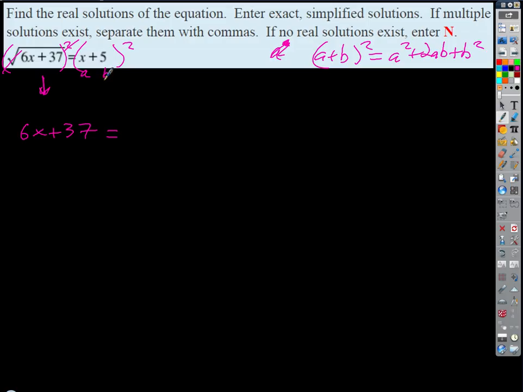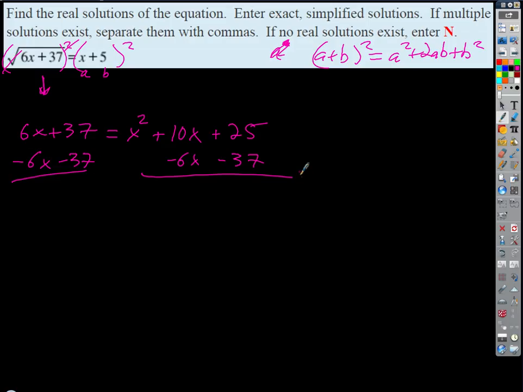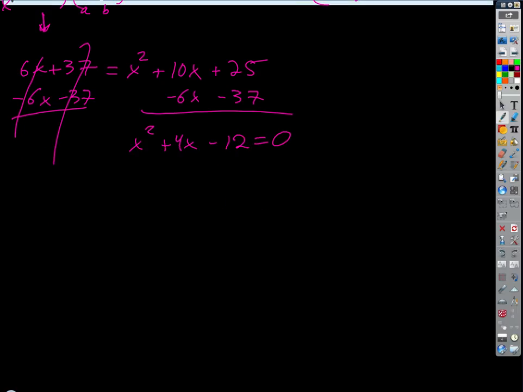So that's like my a and that's like my b. So I'm going to get a squared, which is x squared, plus 2 times a times b. So 2 times x times 5 is 10x plus 5 squared. Now I just solve that, right? If I subtract 6x and subtract 37 from both sides, so I keep the x squared positive, then I just get x squared plus 4x minus 12 equals 0. So that factors, right? I just got to find all the zeros. What's that factor into?